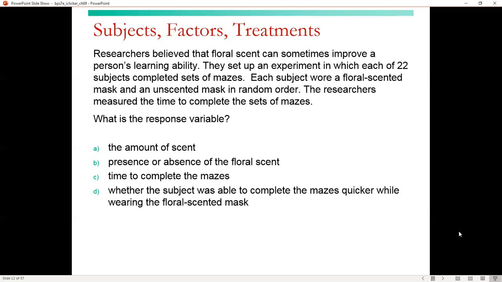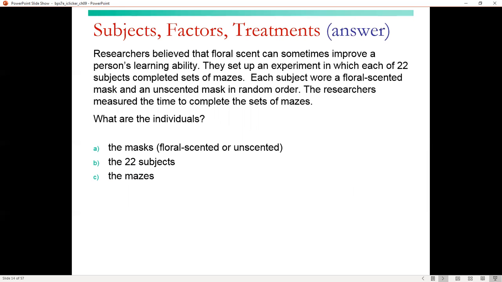What is the response variable? The response variable was the time to complete the mazes. And what are the individuals? The individuals are the 22 subjects who are wearing the masks and completing the mazes.